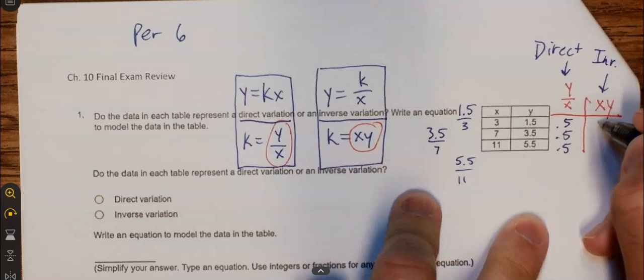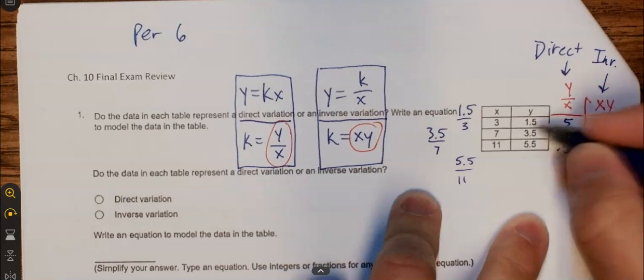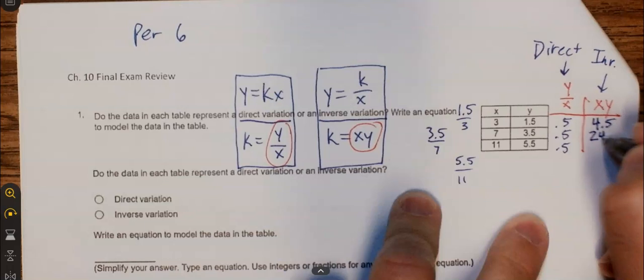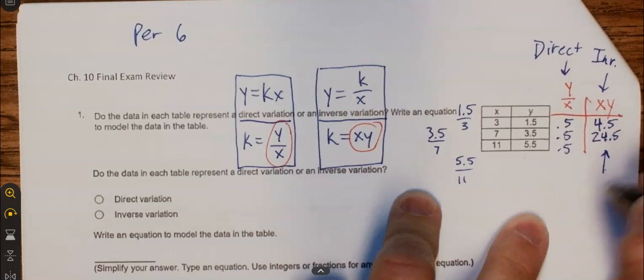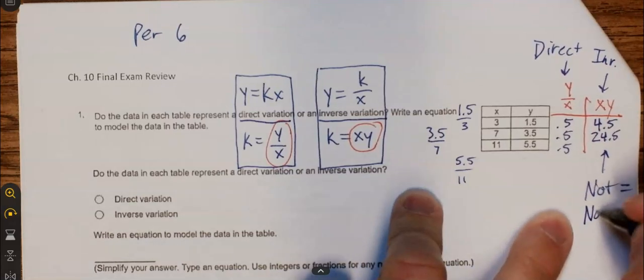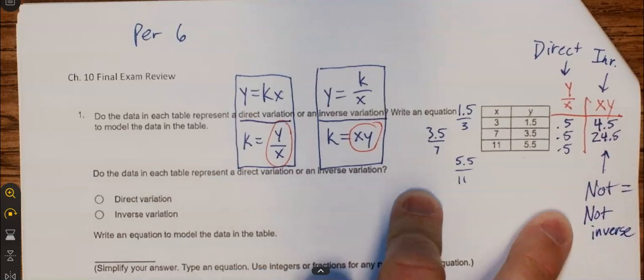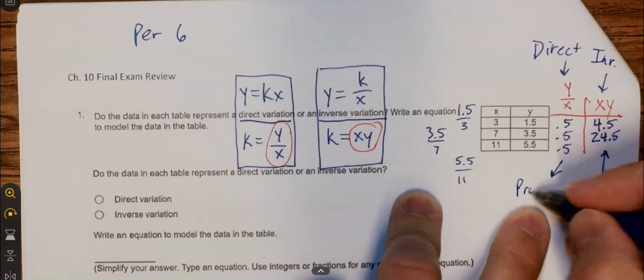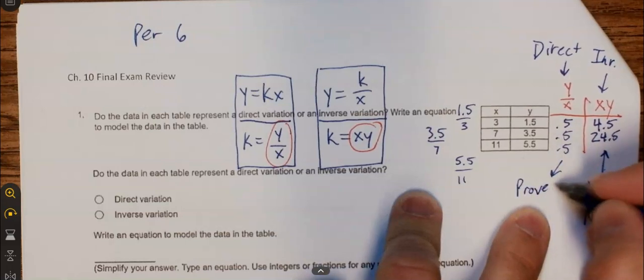Now if I go over to the other column and do the multiplication, 3 times 1.5 is 4.5. 7 times 3.5 is 24.5. So clearly these are not equal. So we would say that these are not inverse. Whereas over here, this is screaming at me, proves direct.